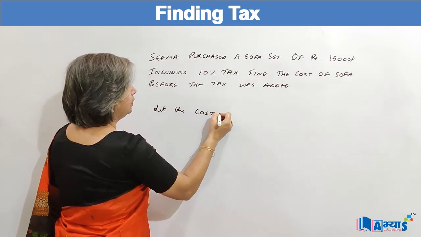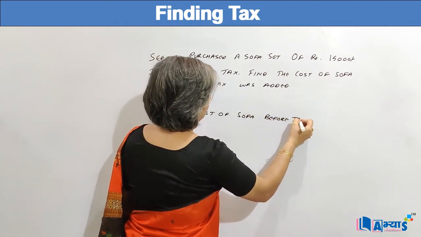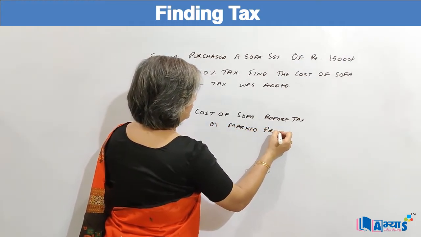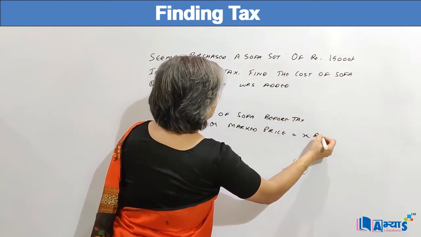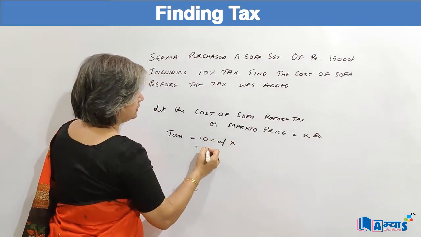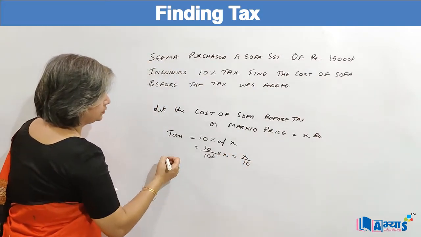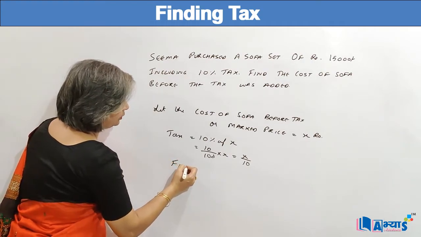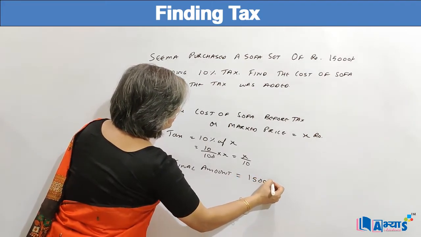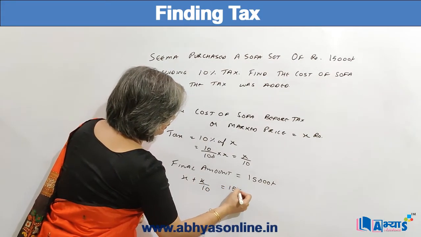So let the cost of sofa before tax, or mark price, be equal to X rupees. Now tax is 10% of X, that means 10 upon 100 into X, or we can say X upon 10. And we know that the final amount is equal to 15,000, or we can say X plus X upon 10 is equal to 15,000.